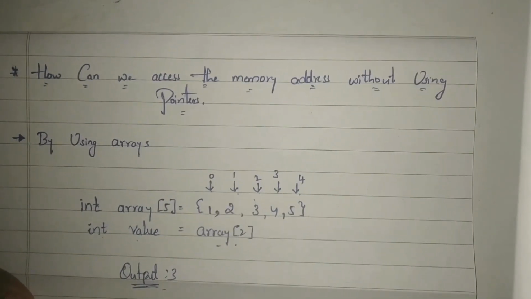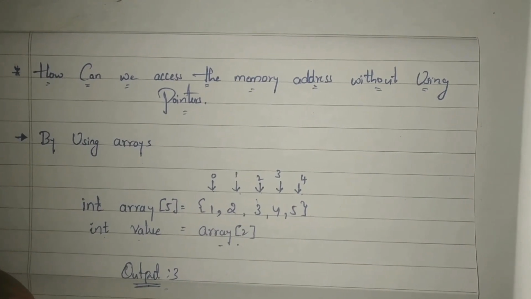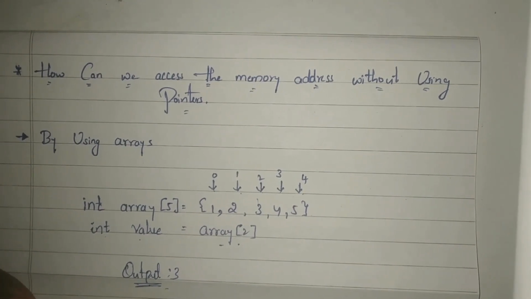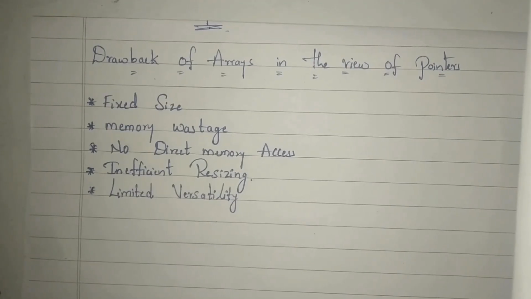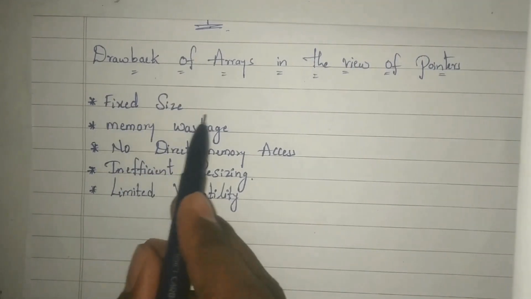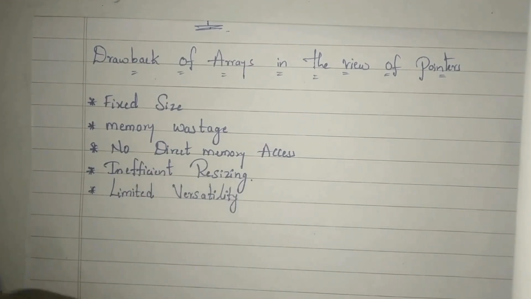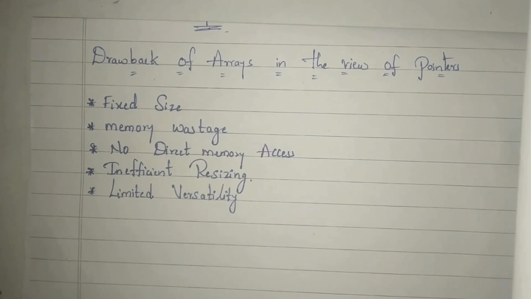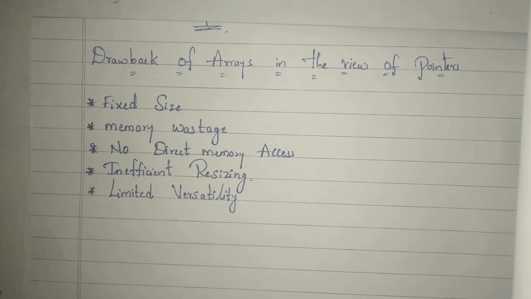But if we use the arrays instead of pointers, there are some drawbacks. Let me see what are the drawbacks of the arrays in the way of pointers. The drawbacks of arrays are fixed size, memory wastage, no direct memory access, inefficient resizing, and limited versatility. Here we need to look into one point: without pointers we cannot access dynamic memory allocation in C language. This is the main drawback of arrays in the way of pointers.